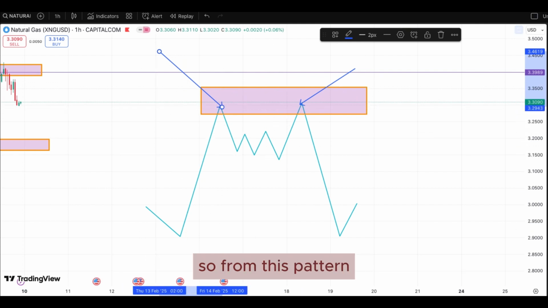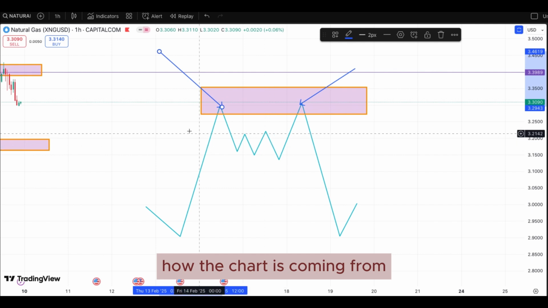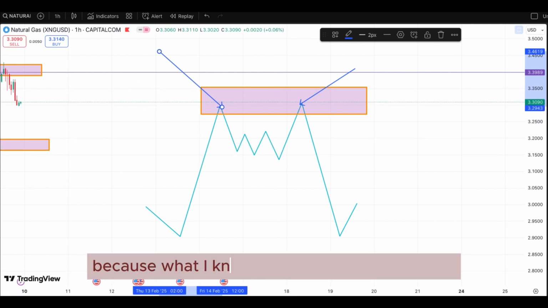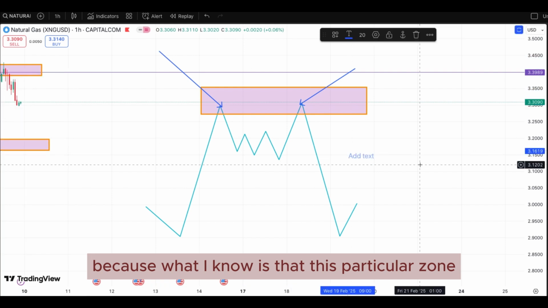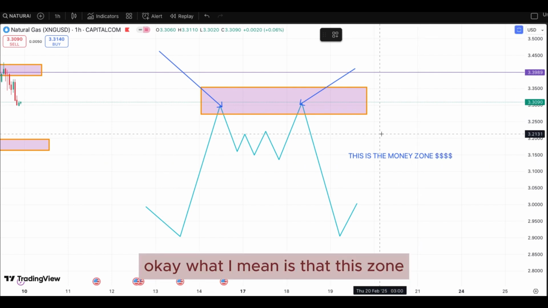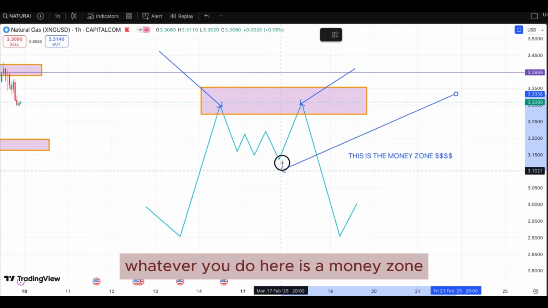So from this pattern, when I enter a chart and I look at how the chart is coming from, like the trend in the past few hours, this is what I'm going to look at, because what I know is that this particular zone is the money zone, right? This is the money zone. What I mean is that this zone, everything here is a money zone. Whatever you do here is a money zone.